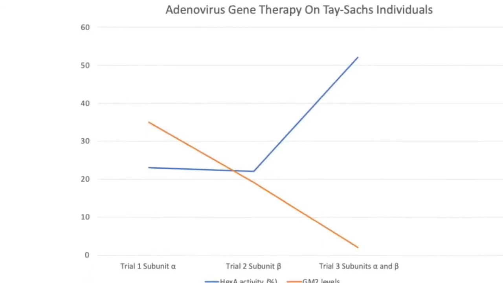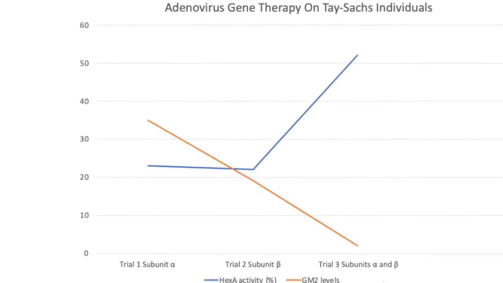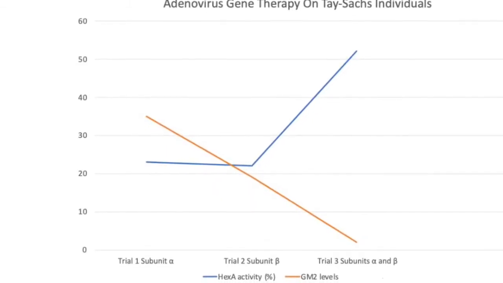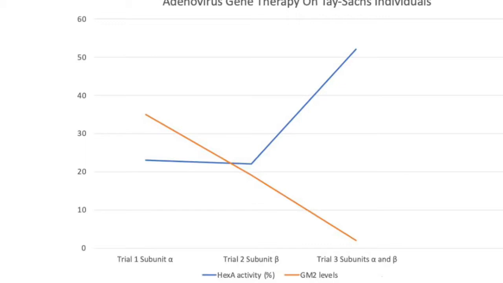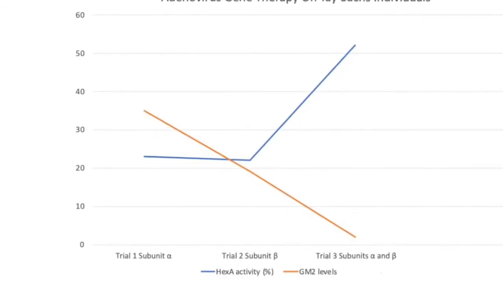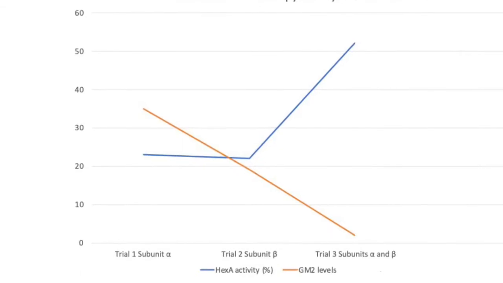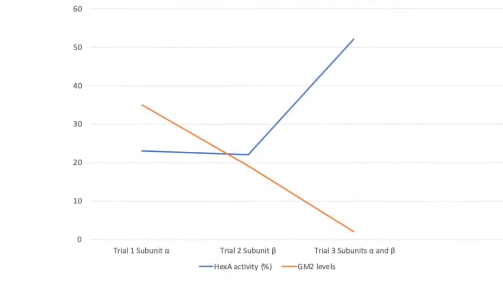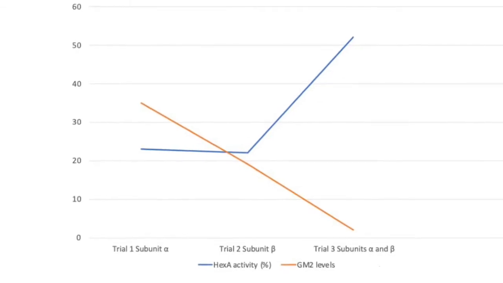Shown in this graph, we see a comparison of hex-A activity and GM2 levels. As we can see, the individuals that received the alpha subunit only had slightly more hex-A activity than those that received the beta subunit only. Overall, the patients that received both alpha and beta subunits were showing more hex-A activity and less GM2 levels.